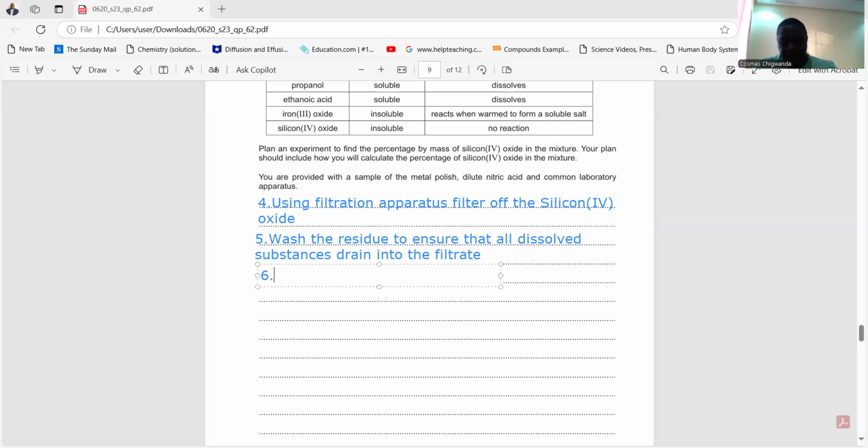All right, so I filtered off. I discard the filtrate. Now I remain with the residue. So what do I do? I am going to dry the residue and weigh it. Okay. Now, there are various methods that we can use to dry the residue.